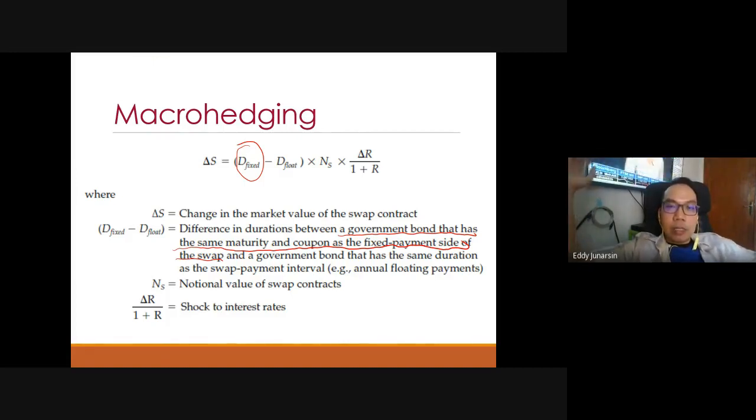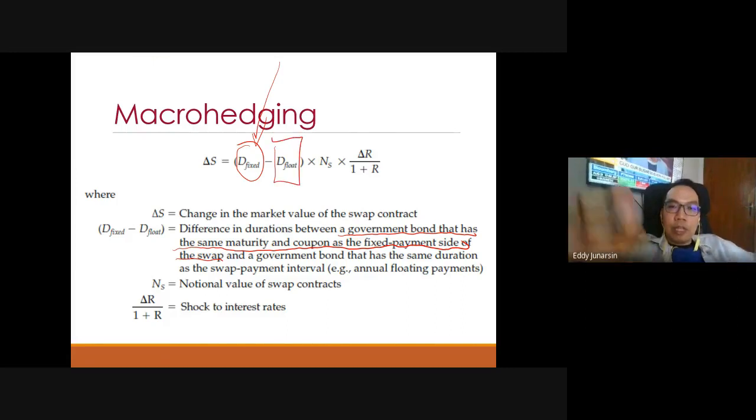So once again, if our swap contract will last for 10 years, then we try to find a government bond whose maturity is also 10 years and a coupon rate is comparable or similar to that of the fixed rate payment. And then we find its duration. So we try to estimate the duration of a government bond whose maturity and coupon rate are similar to those of the fixed rate payment or fixed rate obligation.